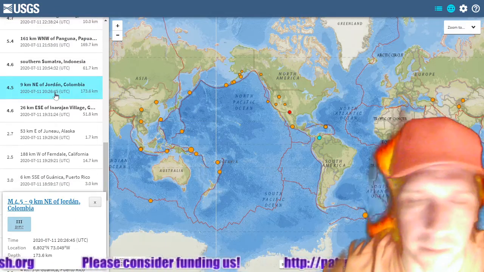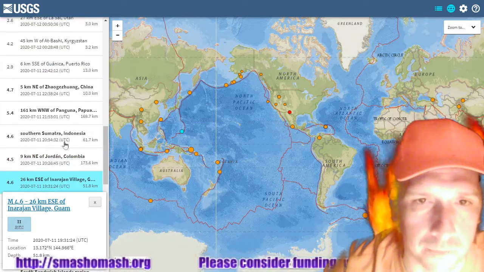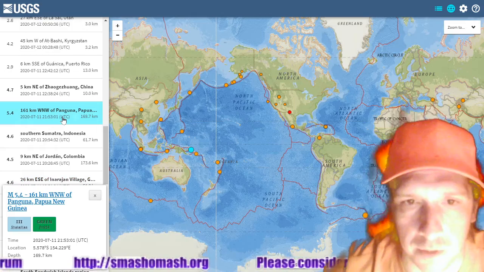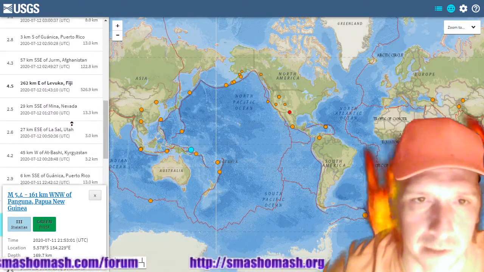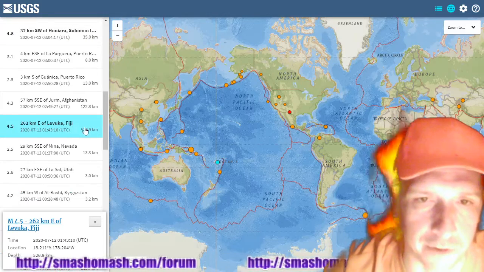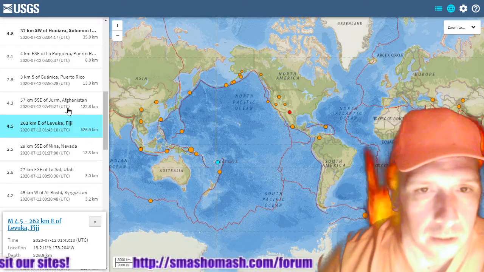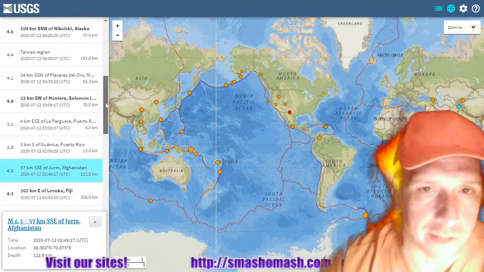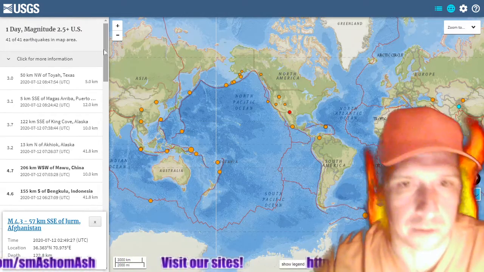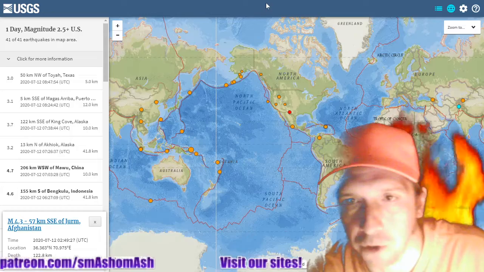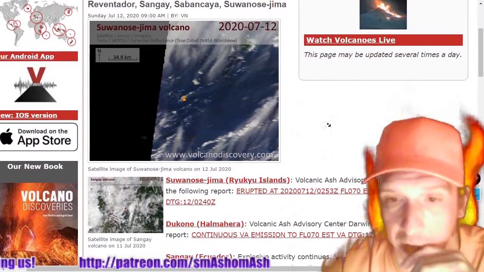A 4.5 at Colombia at depth. One in Guam. And there's a deep quake at Papua New Guinea also, so a little bit of deep earthquake activity there. Deep quake at Fiji, 526 kilometers at a 4.5 magnitude. An hour later or so, a deep quake at Afghanistan. So a bunch of deep quakes coming off. They could be foreshocks. It's been known to happen. Have an earthquake plan. Be an asset, not a liability if the buildings start to fall down.